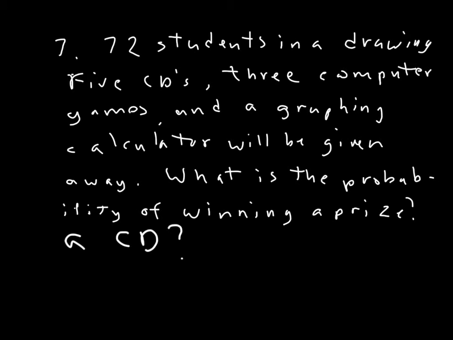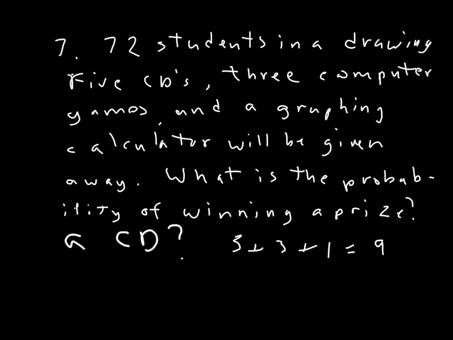Number 7, all 72 middle school students are entered in a drawing. 5 music CDs, 3 computer games, and a graphing calculator will be given away. To the nearest whole percent, what's the probability of winning a prize or a CD? Well, there are 5 CDs, 3 computer games, and a graphing calculator. So that makes 9 prizes.